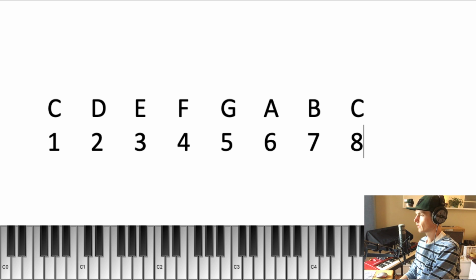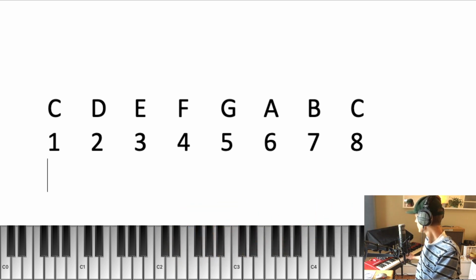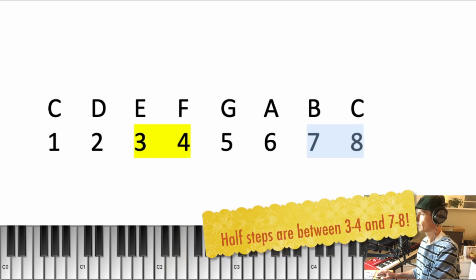Now, if we look at how the C major scale is constructed, we notice that between E and F we have a half step. And we also have a half step between B and C. So E-F and B-C. Let's write the half steps in yellow like this. So half step and half step.